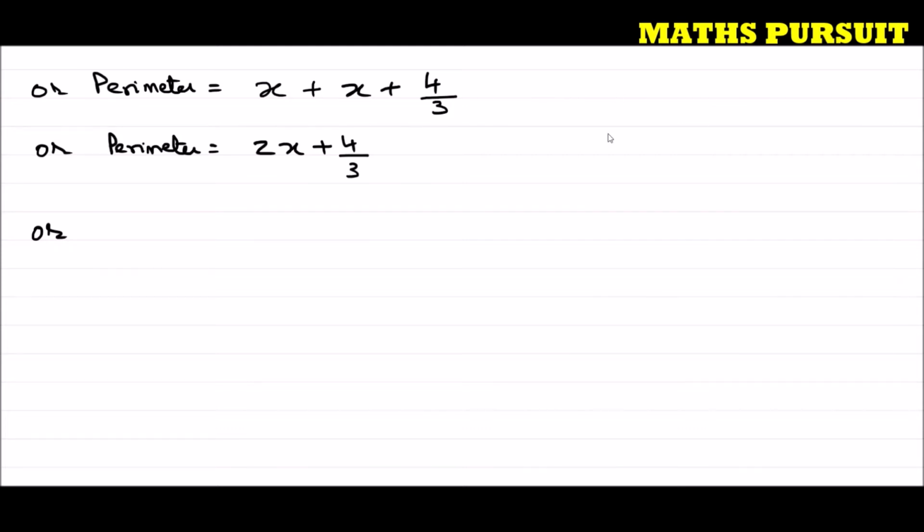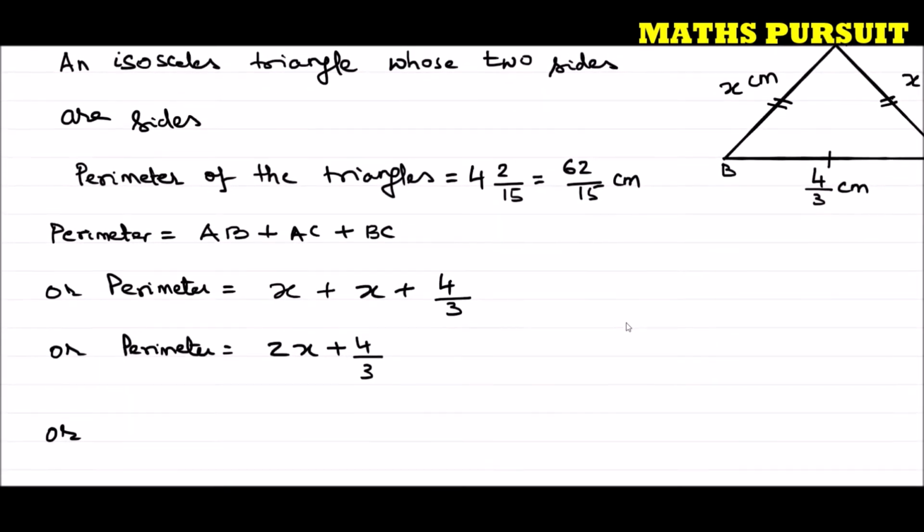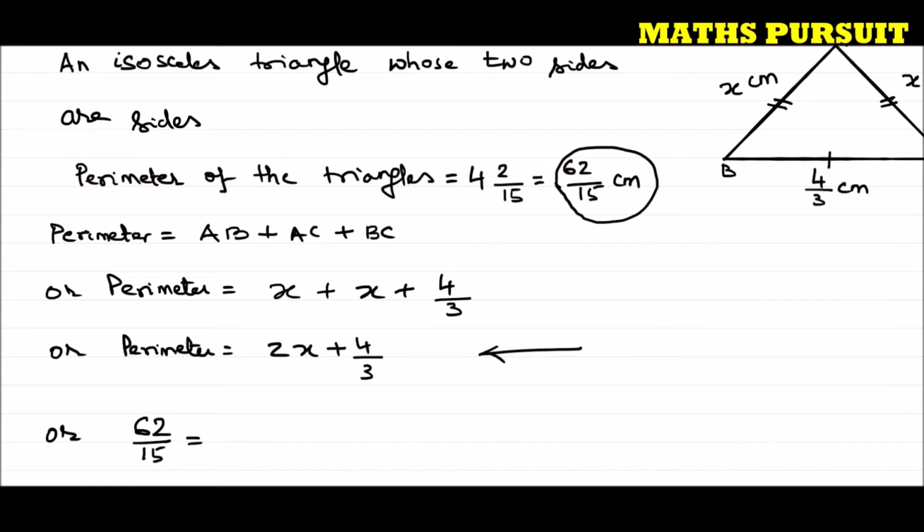Guys, just look here. The question has given us the perimeter of this isosceles triangle, and the perimeter given is 62 divided by 15, or 62 upon 15. So let us replace this figure in our equation. We got perimeter is equal to 2x plus 4 by 3, or I can write 62 divided by 15 is equal to 2x plus 4 upon 3.